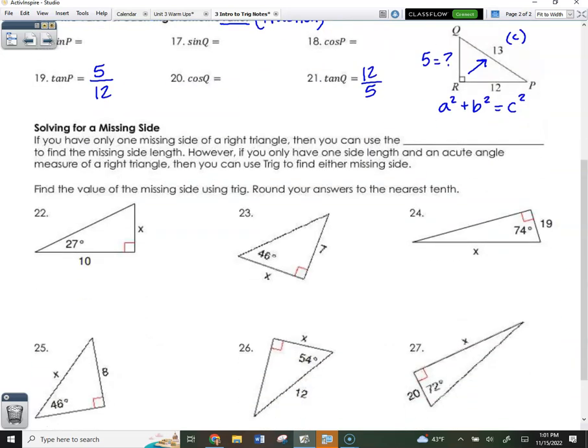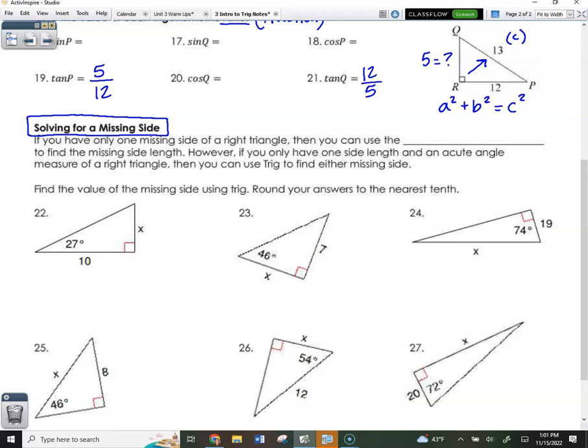Okay, now the last part, which is the part that gets used the most. Look at number 22. First of all, let me box this in, because this is the title of this section. This is saying, hey, you could also use trig to find a missing side length if you didn't know it. Look at number 22. Can I use the Pythagorean theorem? No. Why can I not use the Pythagorean theorem?